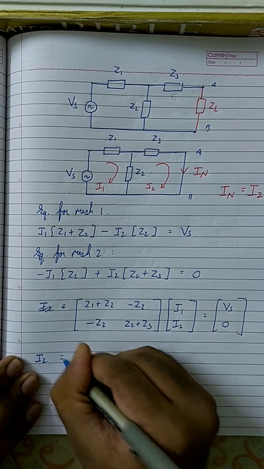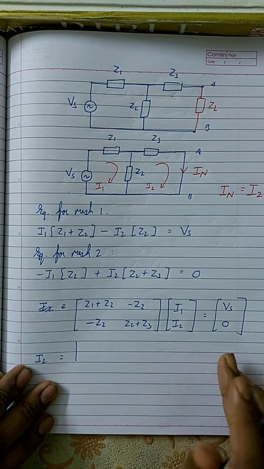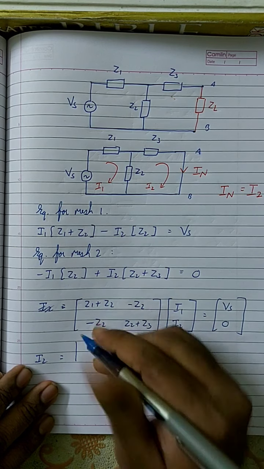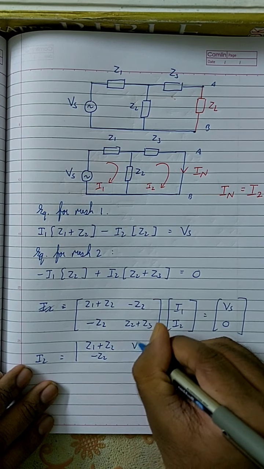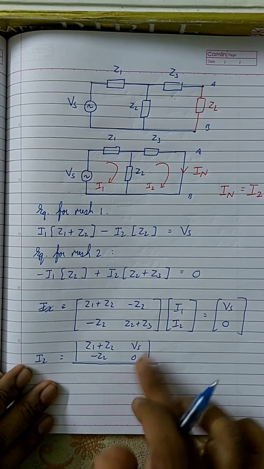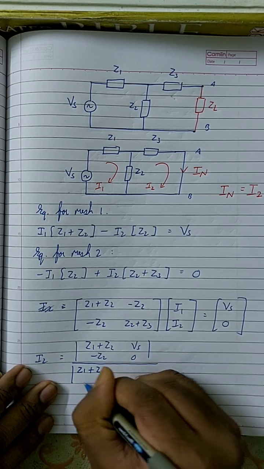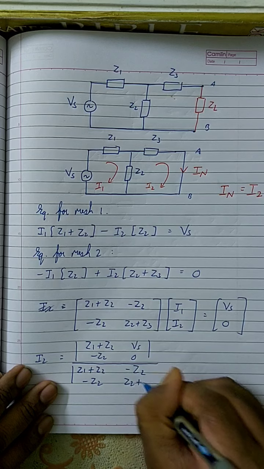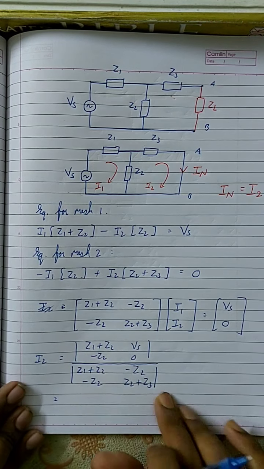Now I'm going to ask you how to find the value of I2. Finding the value of I2, you take the determinant, right? That means I replace the second column with Vs and 0. So this is Z1 plus Z2, minus Z2, this is Vs, this is 0, by the denominator, which is the coefficient matrix: Z1 plus Z2, minus Z2, minus Z2, Z2 plus Z3. Okay, and you find the equation. So what equation do you get over here?